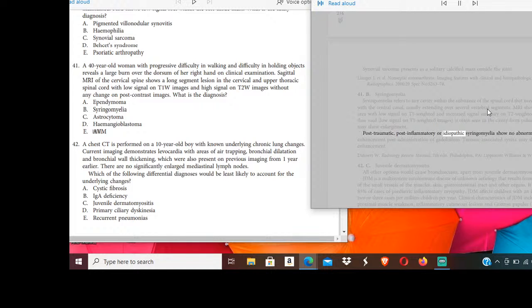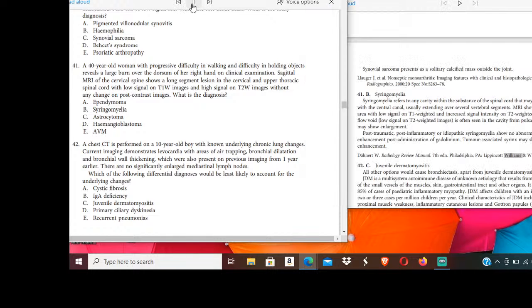Post-traumatic, post-inflammatory, or idiopathic syringomyelia show no abnormal contrast enhancement post-administration of gadolinium. Tumor-associated syrinx may show abnormal enhancement. Dähnert W. Radiology Review Manual, 7th ed. Philadelphia, PA: Lippincott Williams and Wilkins.